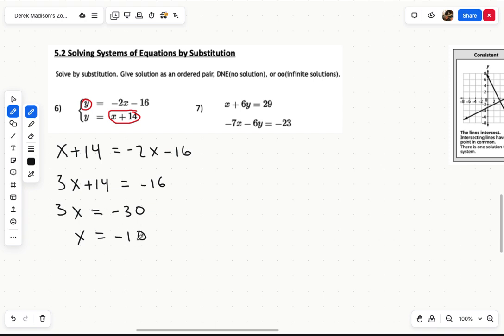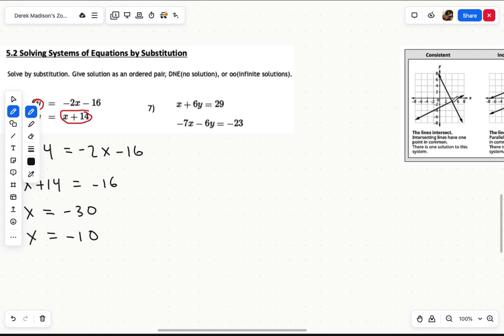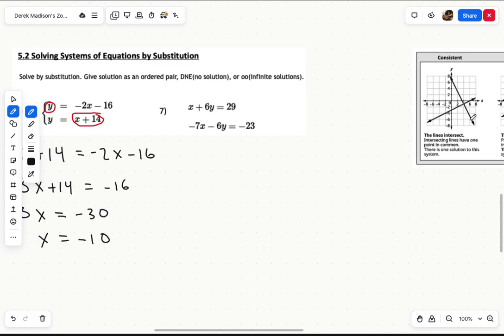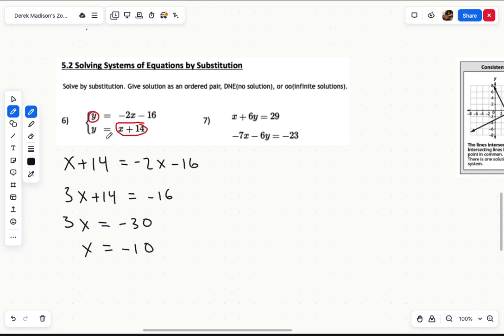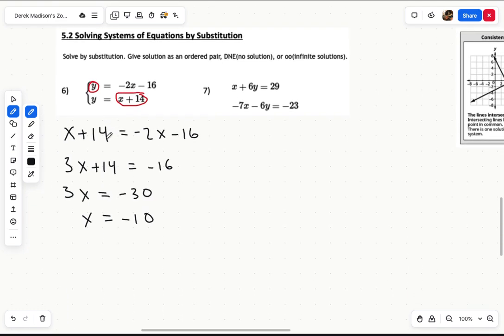So we got the x coordinate of our solution, but remember when we were solving these before, what we're looking for is the point where the lines are crossing. So I know the x value, but now I have to plug that back into either of these two equations and use that to get the y value. This equation looks easier, so I picked that one. Negative 10 plus 14, and it looks like y equals 4. So my solution for this one would be negative 10 and positive 4.